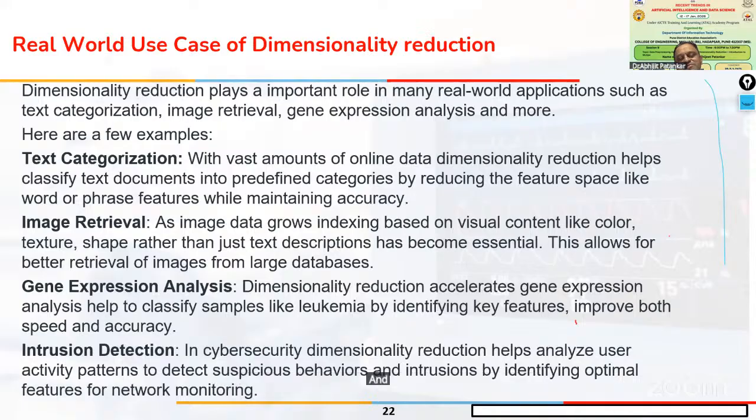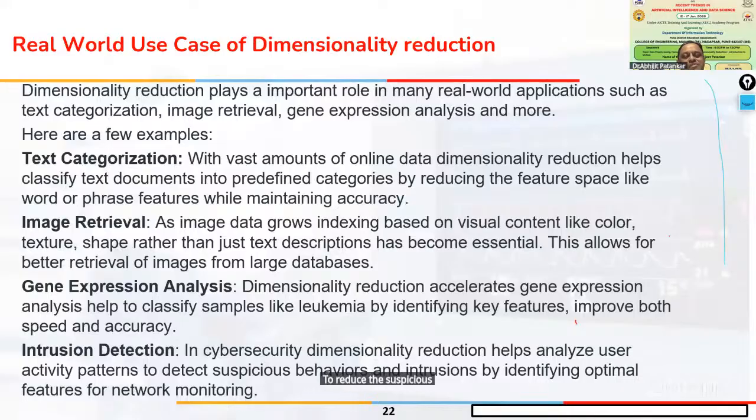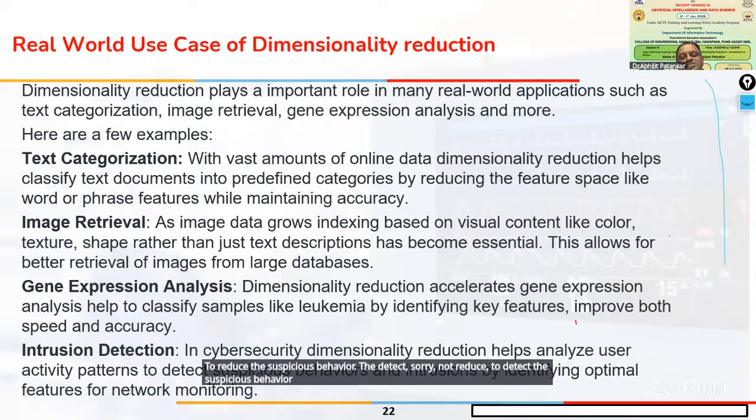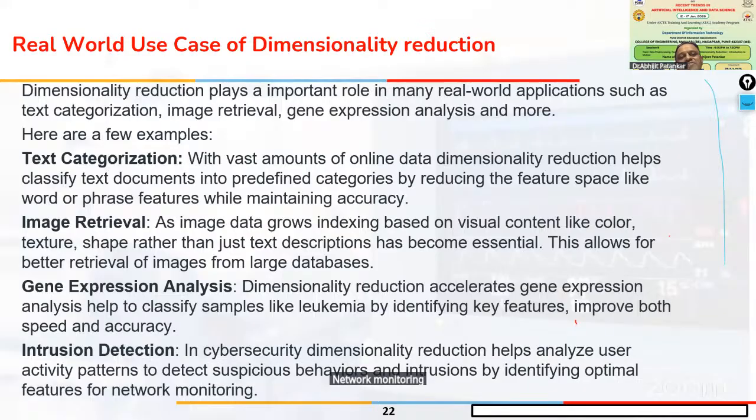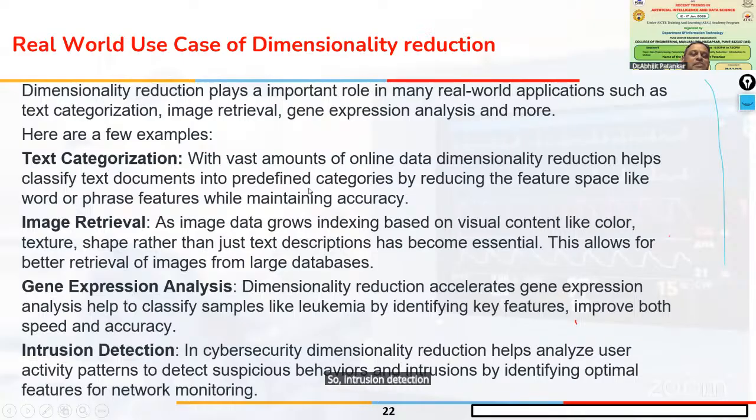And lastly, this is the most popular, intrusion detection in cyber security. Dimensionality reduction using intrusion detection. So in cybersecurity, dimensionality reduction helps to analyze user activity patterns to detect, sorry, not reduce, to detect suspicious behavior and intrusions by identifying optimal features of network monitoring. So you identify optimal features, then you identify the suspicious behavior on the network. So intrusion detection using dimensionality reduction.